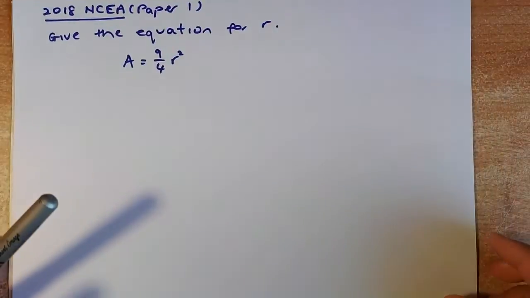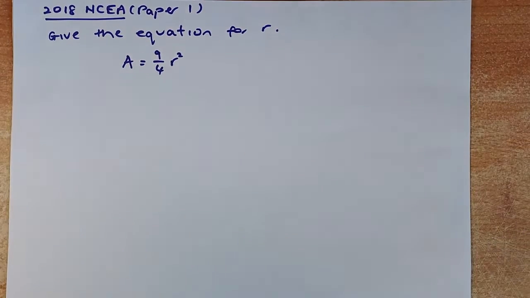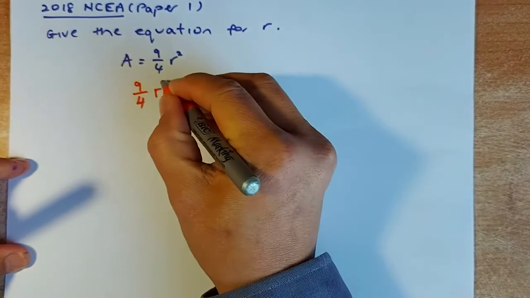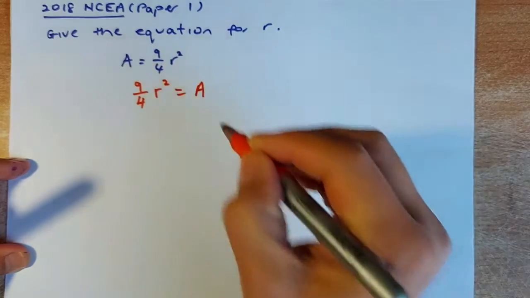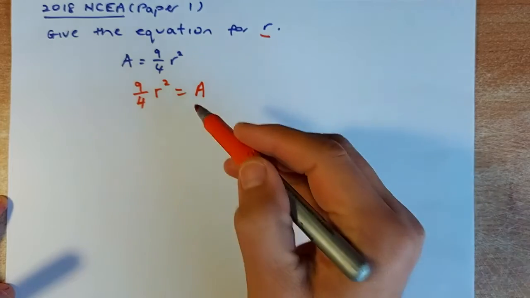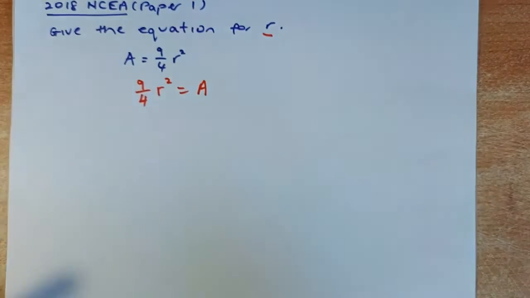Okay, we shall look at another example, another Achieved question. This was from the 2018 NCEA paper, and you are going to make R the subject. So step one again, you're going to swap the equation. 9 over 4 R squared equals A. The first thing, you need to put the subject of the equation, which is R, on the left. So R has to be on the left.